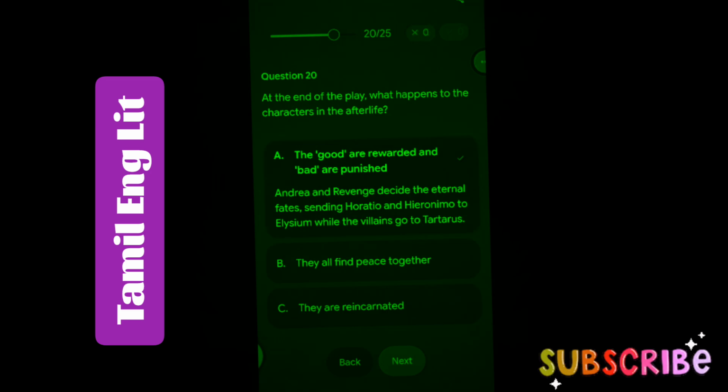Next question is, at the end of the play, what happens to the characters in the afterlife? The good are rewarded and the bad are punished. Andrea and Revenge decide the eternal fates, sending Horatio and Hieronimo to Elysium, while the villains go to Tartarus.